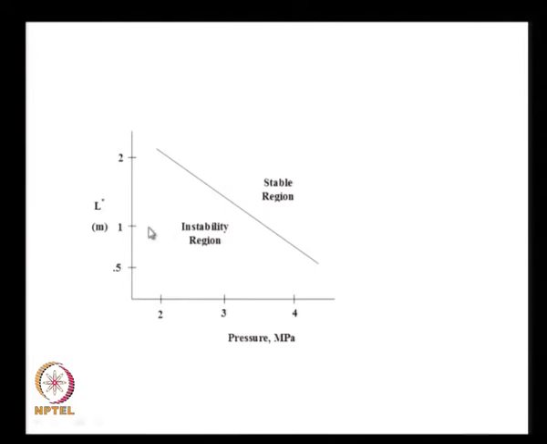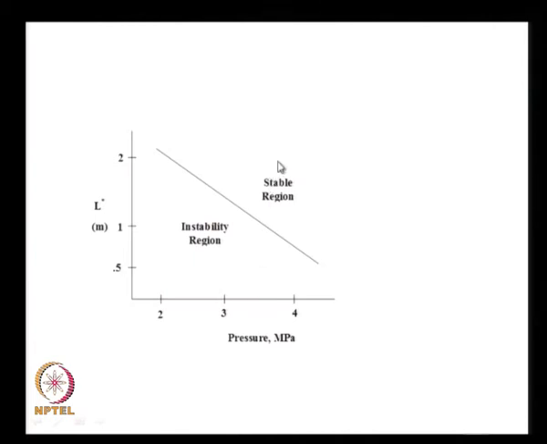When T residence is small, the value of Tc by T residence is larger, and therefore the combustion is more likely to be unstable, and therefore I have the instability region corresponding to small values of L star. If the chamber pressure is smaller, the chemical reaction time is larger, the chemical reactions take more time to go to completion, Tc is larger, and therefore I have an instability region which is over here and a stable region corresponding to larger values of L star and larger values of chamber pressure.